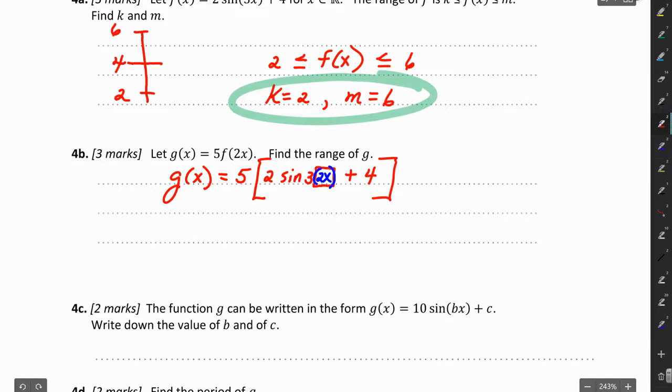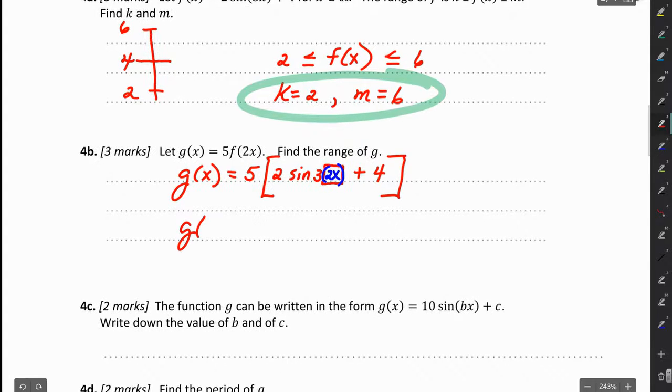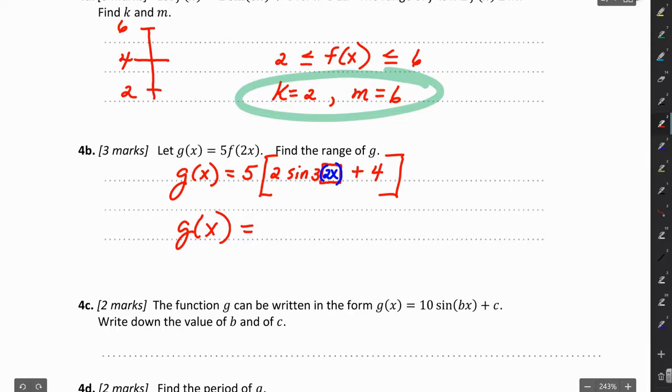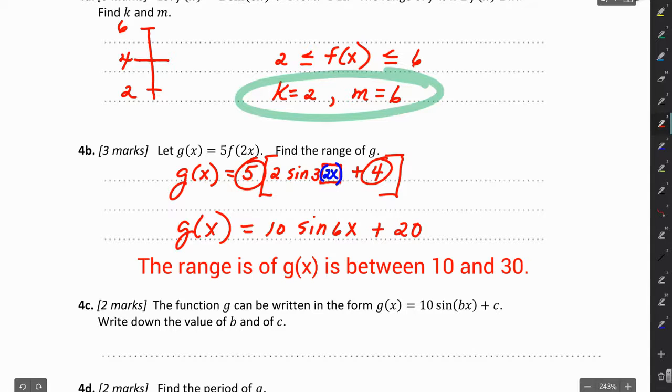All right, let's make that look a little nicer. We're going to have g of x equals, now 5 will be distributed to both terms. We're going to multiply 5 by this part and 5 by this part. So 5 times 2 gives me 10. And then inside this sine, I've got 3 times 2x. That's just 6x. And 5 times 4 gives me 20. All right, so I end up with 10 sine 6x plus 20.